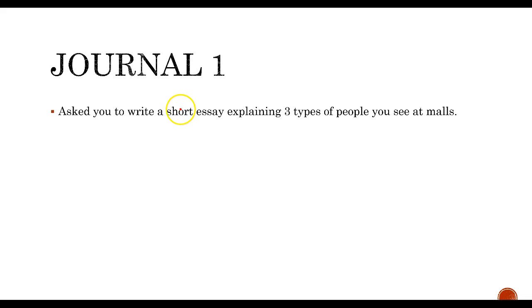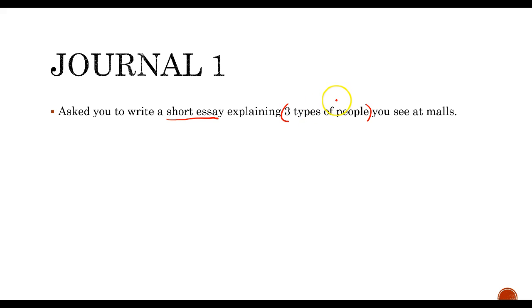In the last lesson, lesson 2, at the end, I talked a little bit about types of writing and a little bit about expository writing, and I gave you the Journal 1 assignment at the end of that lesson. For the Journal 1 assignment, it was a little bit strange, but hopefully you had fun with it. I asked you to write a short essay explaining 3 types of people you see at malls. And that's basically all I told you.